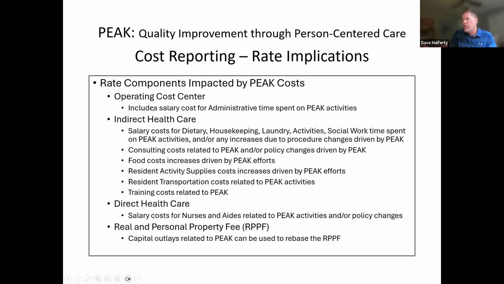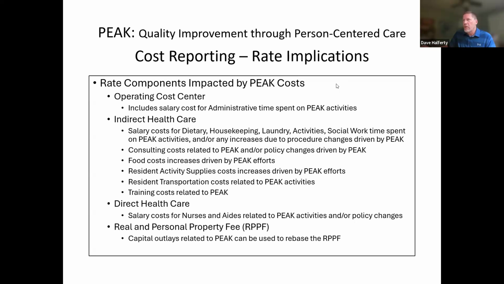So to share a little more detail about that. In the operating cost center, we're looking at administrative and plant operating expenses that the facility incurs. And so in that particular area, any salaries that are tied to administrative time that are spent on PEAK activities, those things would flow directly to that operating cost center and could increase that component of the rate.